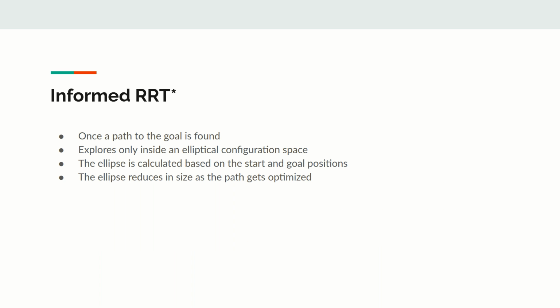Informed RRT star reduces the sample base based on the current tree. Once a path to the goal is found, it explores only inside an elliptical configuration space. The ellipse is calculated based on start and goal positions. The ellipse size reduces as the path gets optimized. Finally, it becomes a line. So this significantly reduces the search space. This is one of the advantages of informed RRT star.